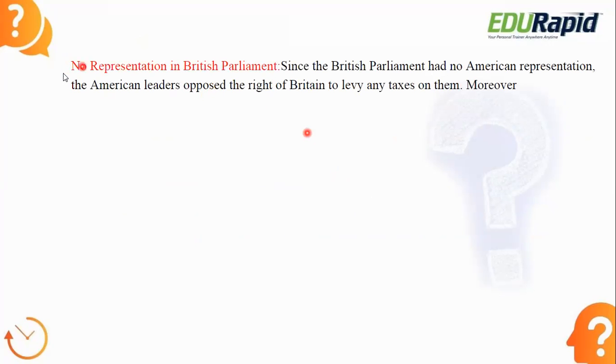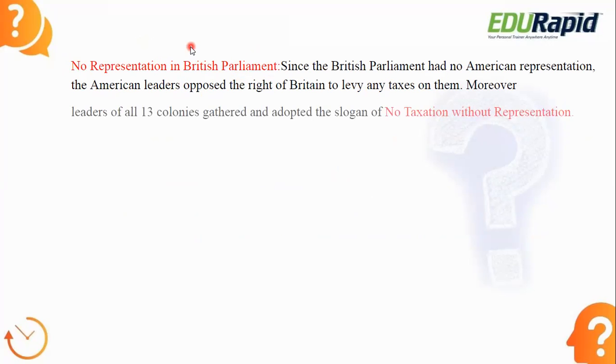So next is no representation in the British Parliament. This is one of the very important reasons. Since the British Parliament had no American representation, the American leaders opposed the right of Britain to levy any taxes on them. See, it's true, right? Because the American people were independent people living in a country. But the British people came and took over America. They made it a colony, but there was no representation of the American people in the British Parliament, but the Britishers were levying taxes on American people.